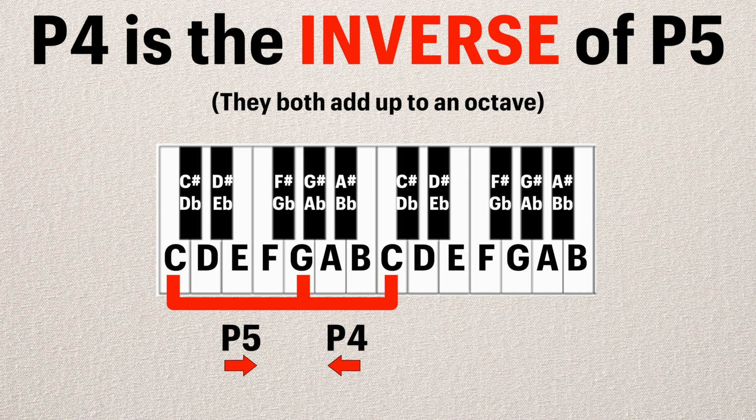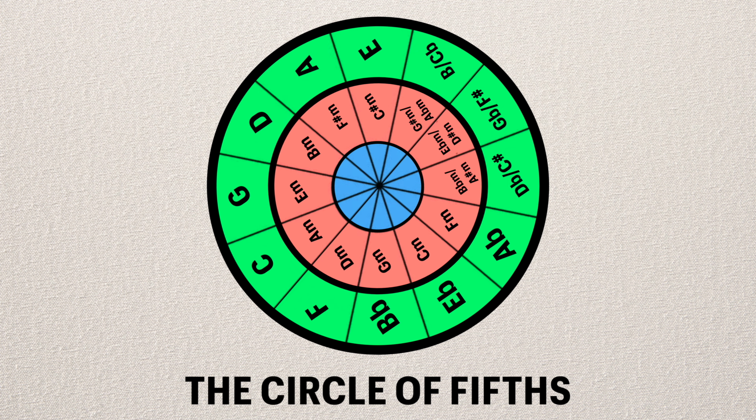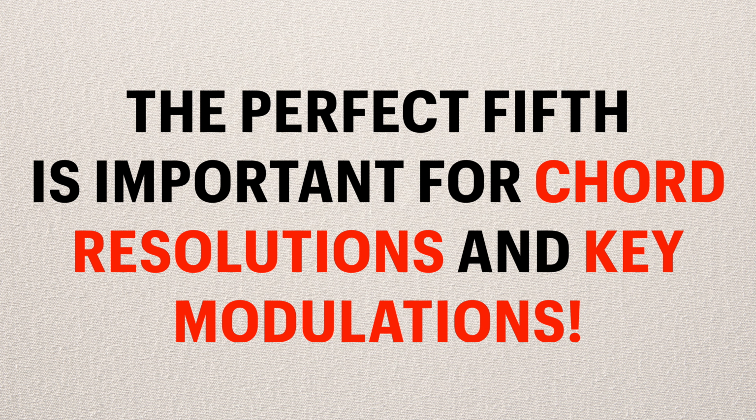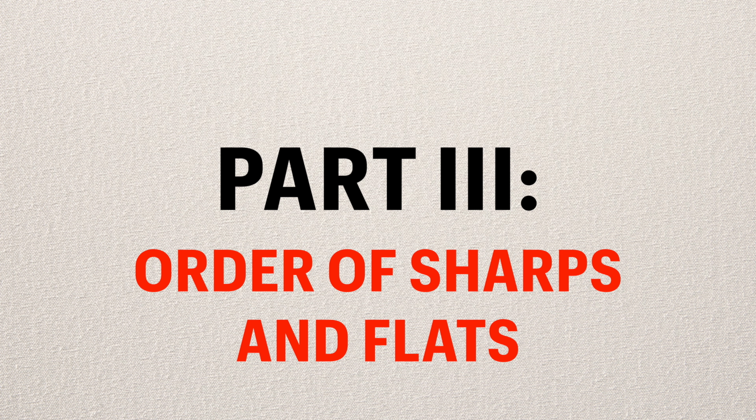At the end of the day, most musicians view this diagram as the circle of fifths because the interval of a perfect fifth is important in resolving chords as well as modulating to new keys. So that's the circle of fifths in a basic sense. However, there's still more to unpack with this thing.